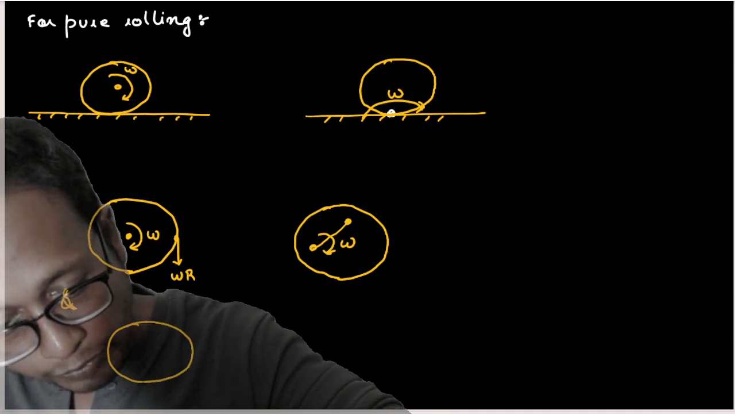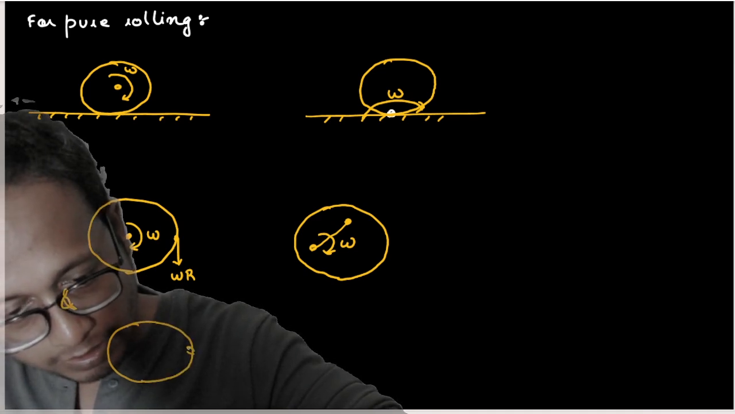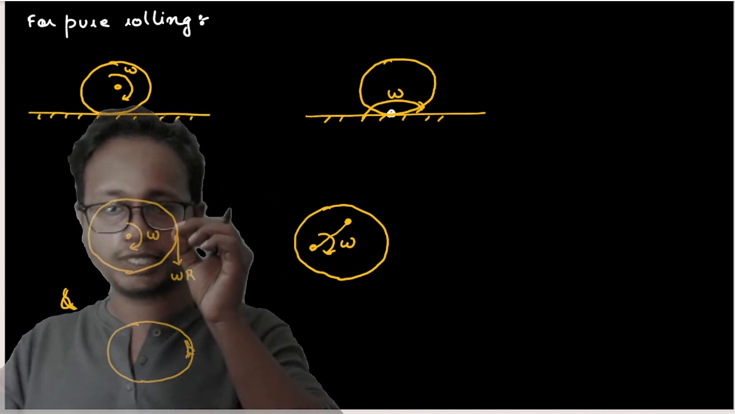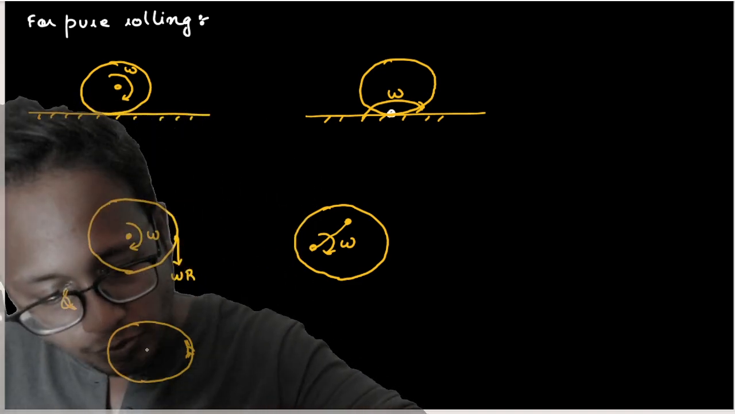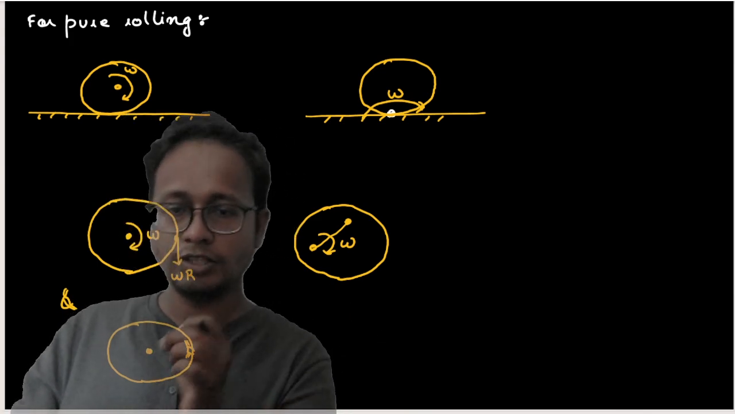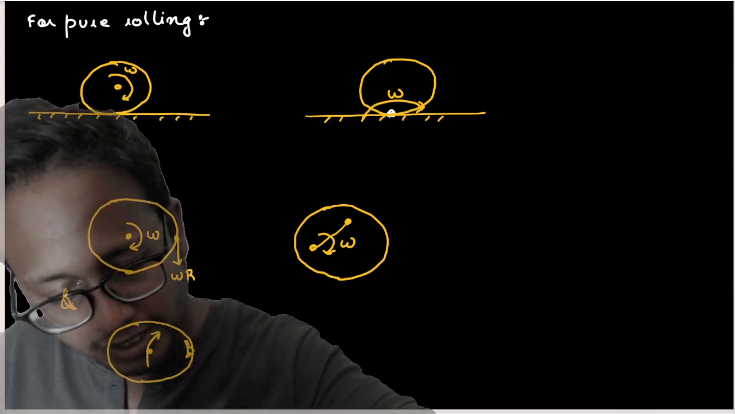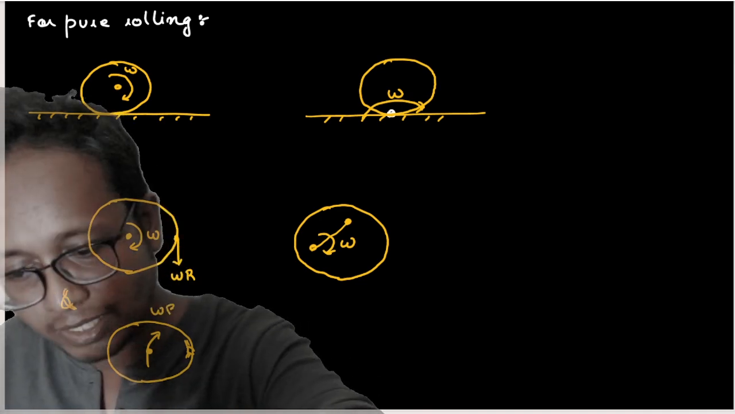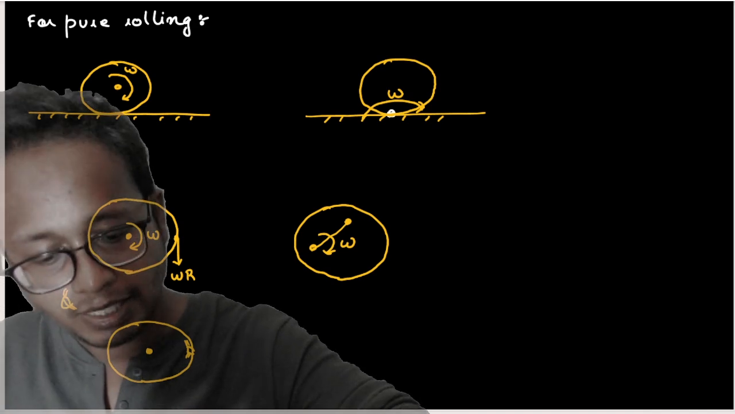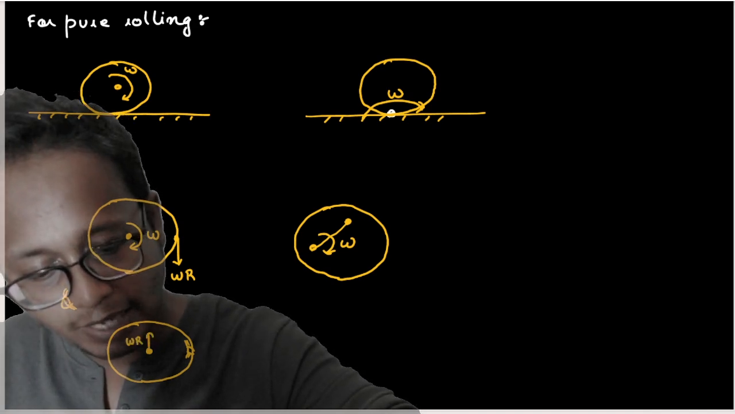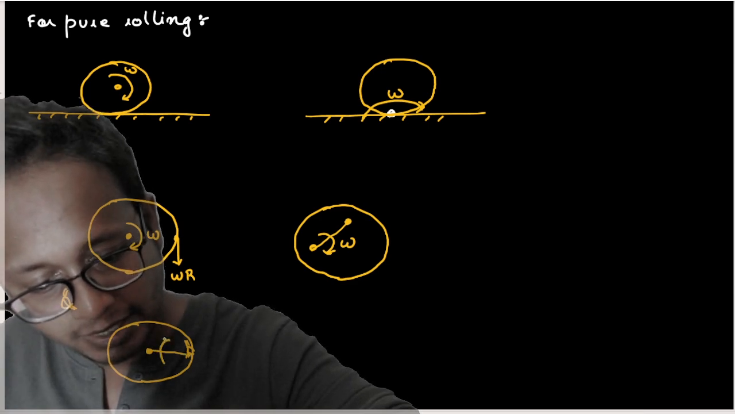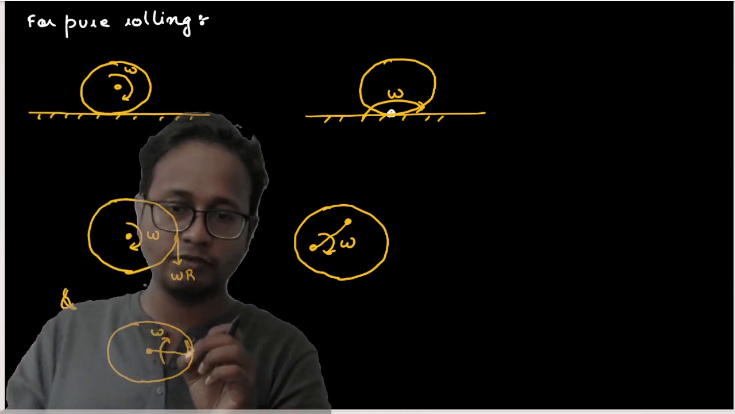Now, if I put my observer out here, situated at the edge of the disk, what is the angular velocity of the center? The linear velocity would be omega r in the opposite direction, and the angular velocity would be omega, isn't it? So the center is rotating with angular velocity omega to an observer situated at the edge of the disk.